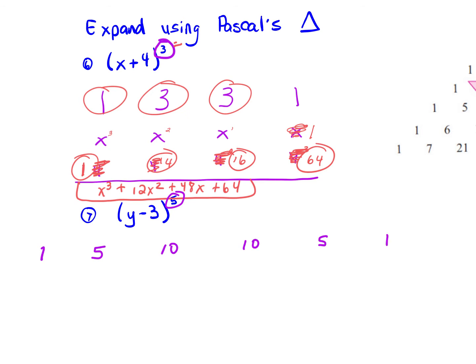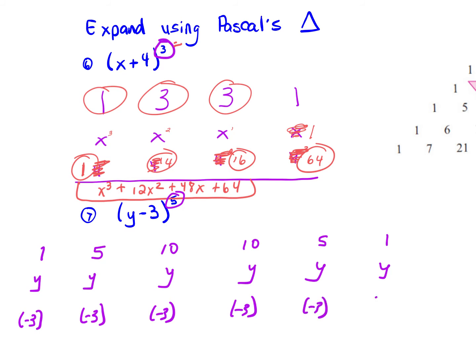My first term is y. I'm just going to write a y very easily. Y, y, y, y, y. What's my second term? -3. How should I write -3 under each one? In parentheses. Why? Because it's negative. When you raise negative numbers, your powers are going to change, right?